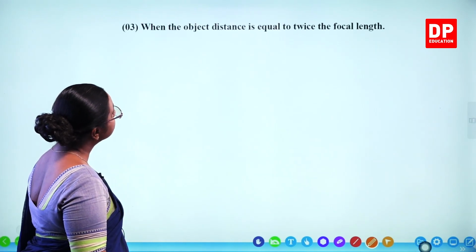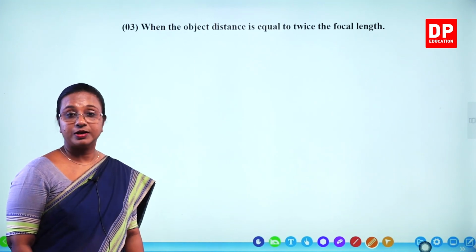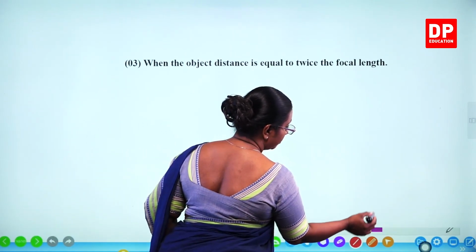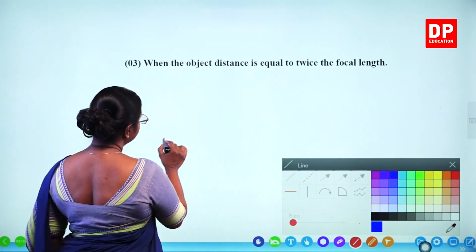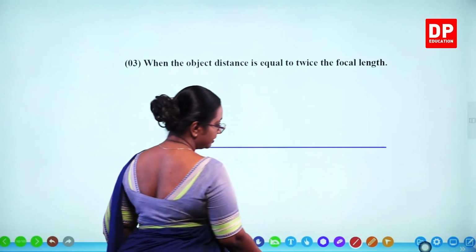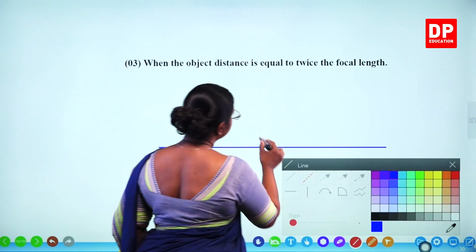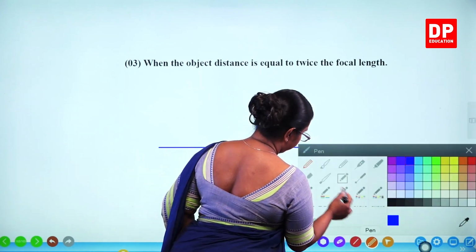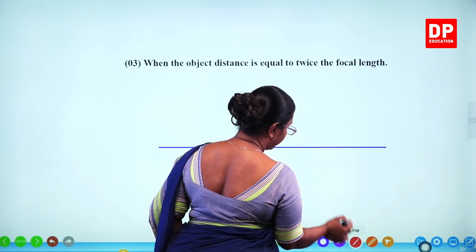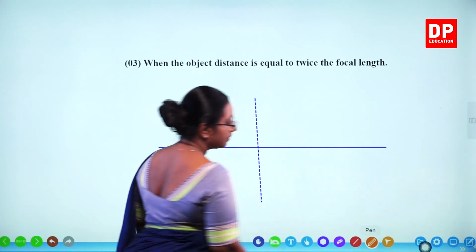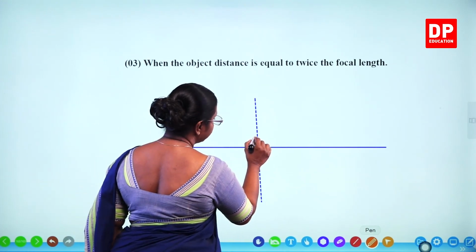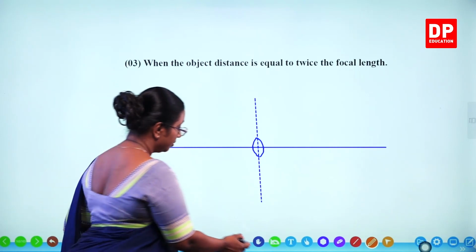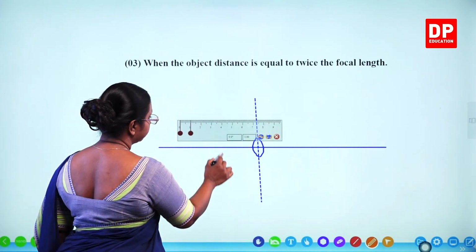When the object distance is equal to twice the focal length. So that is the third ray diagram that we have to draw. So here again, I start with the principal axis. Again, we need to draw the line for the lens, and now without forgetting, you have to draw the lens. What type of lens is this? A biconvex lens. Then you mark the different points.